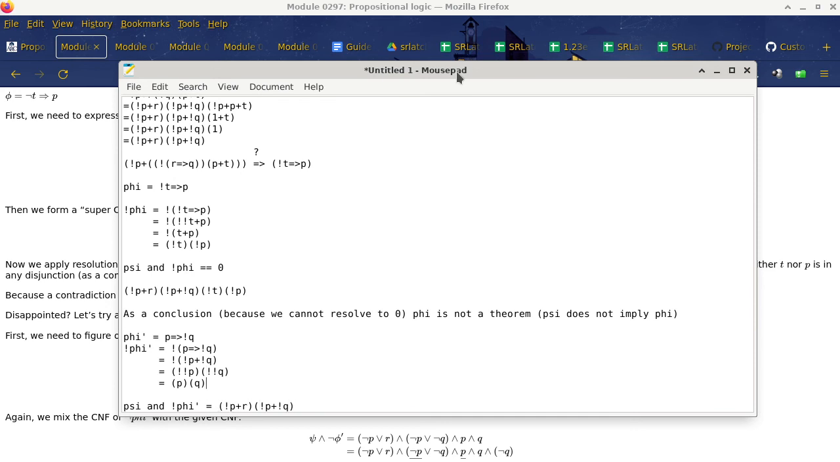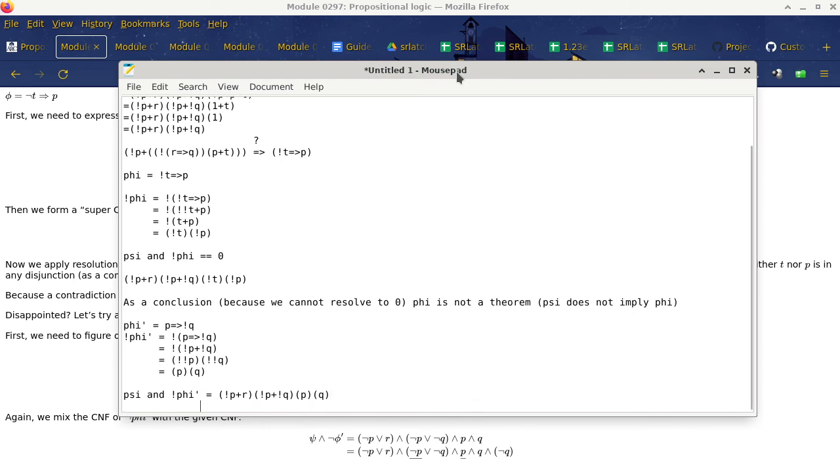And then not phi prime is just this. Okay. So we'll look at what I call a super CNF, because it's the conjunction of two CNFs. So it is just a longer CNF. So I want to see if this is false. Can we come to the conclusion that this is false regardless of the values of P, Q, and R in this case? T is gone entirely, I think. Yeah, T is entirely gone.